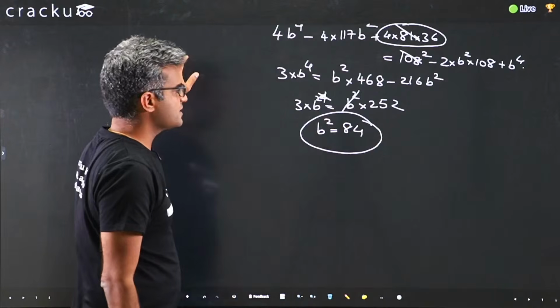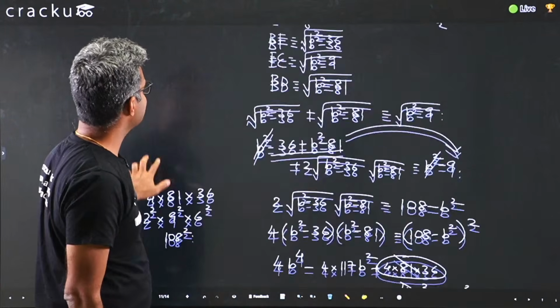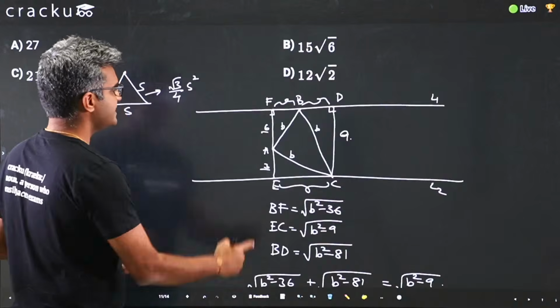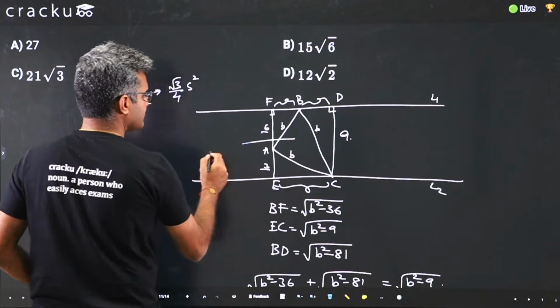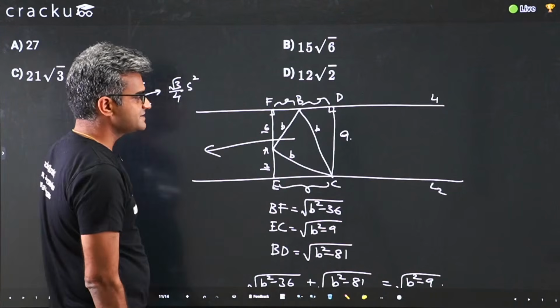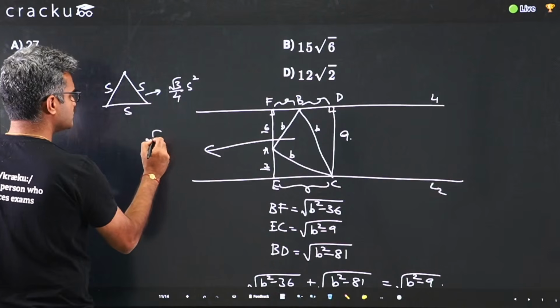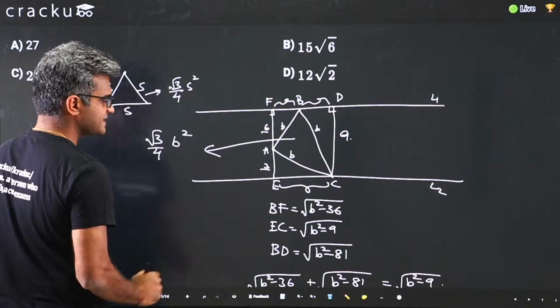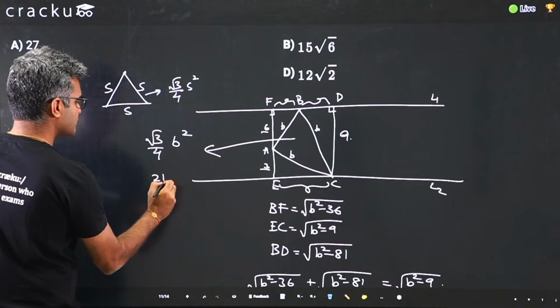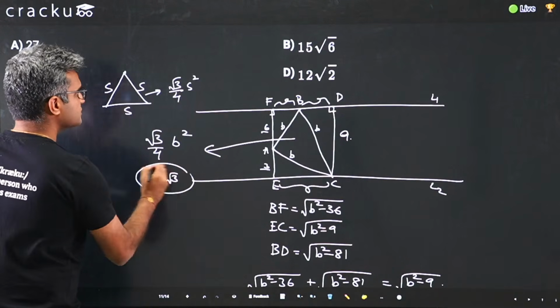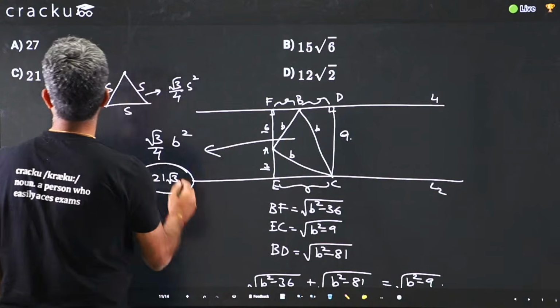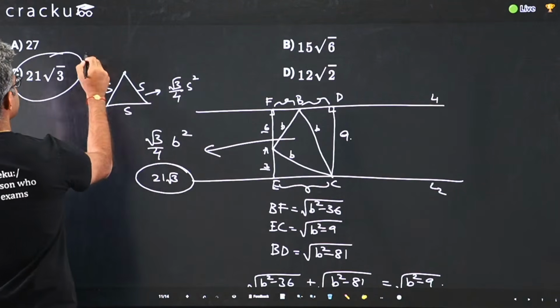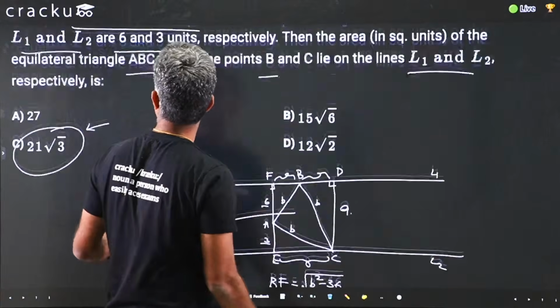What are we required to calculate? What we are required to calculate is the area of this equilateral triangle. If the side of an equilateral triangle is B, the area will be root 3 by 4 B square. B square is 84, so this will be equal to 21 root 3. So the area of that equilateral triangle is option C, which is 21 root 3.